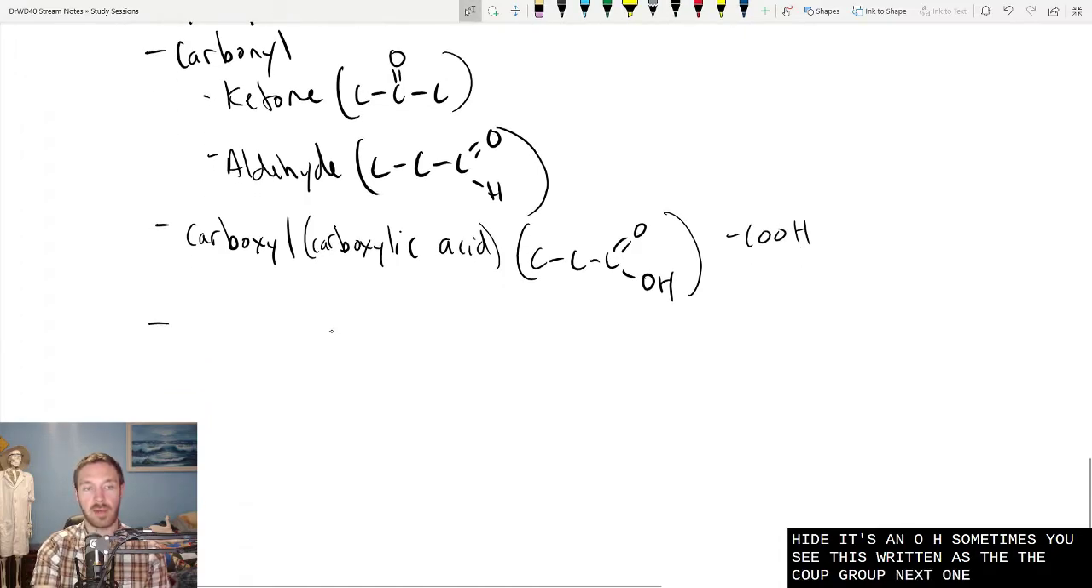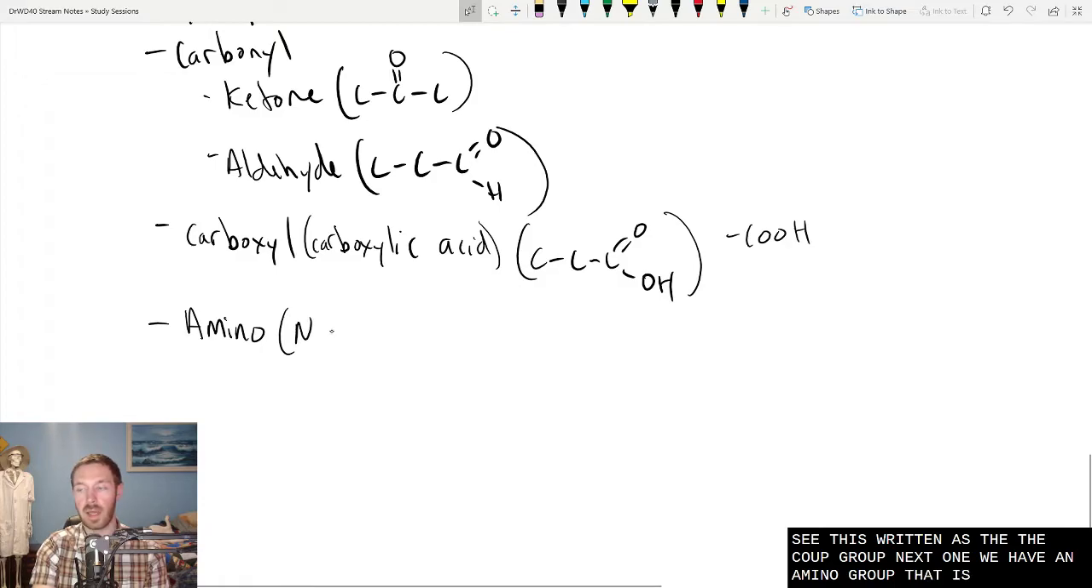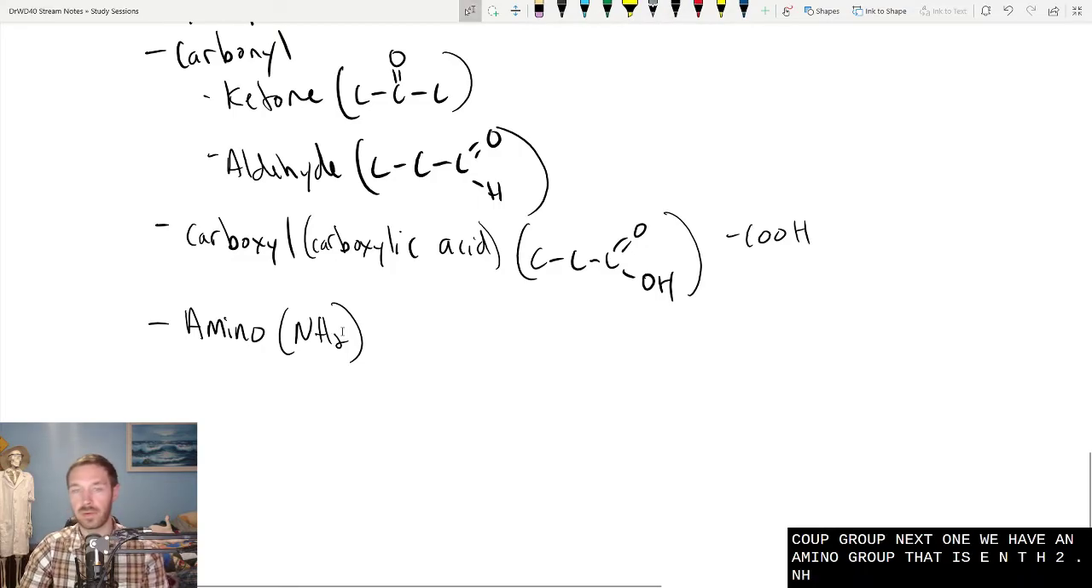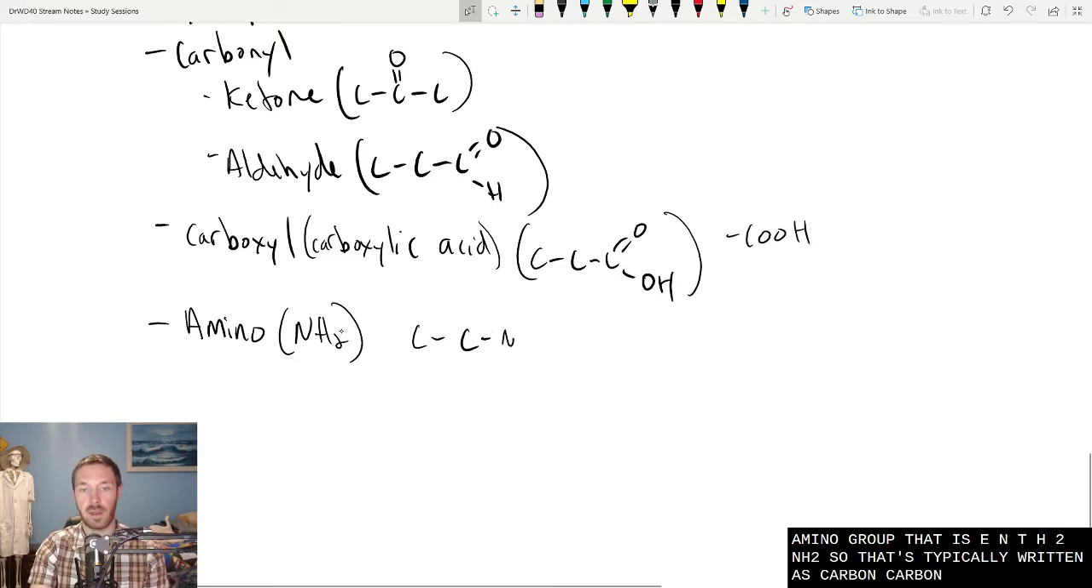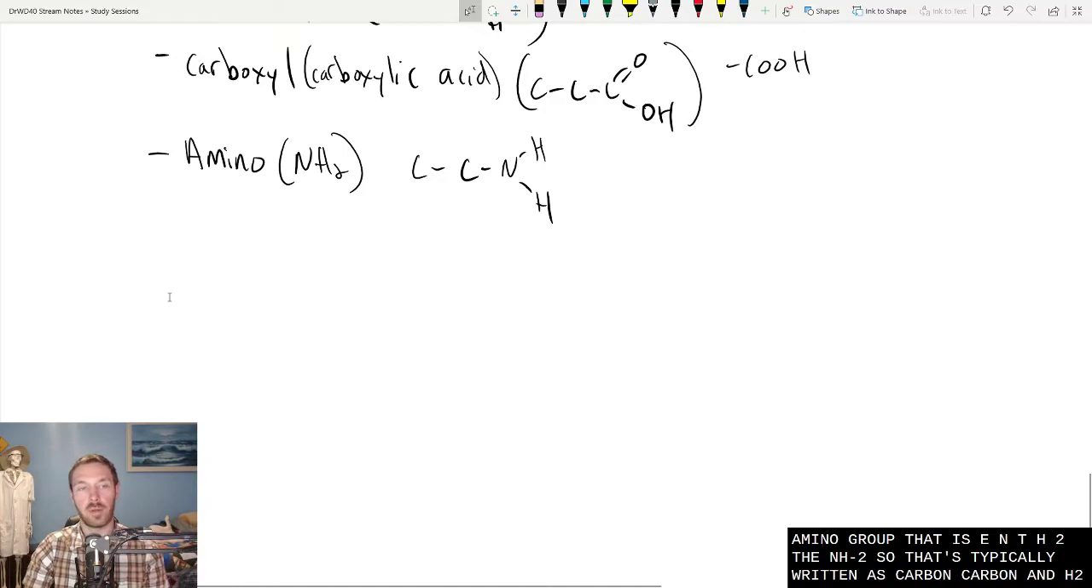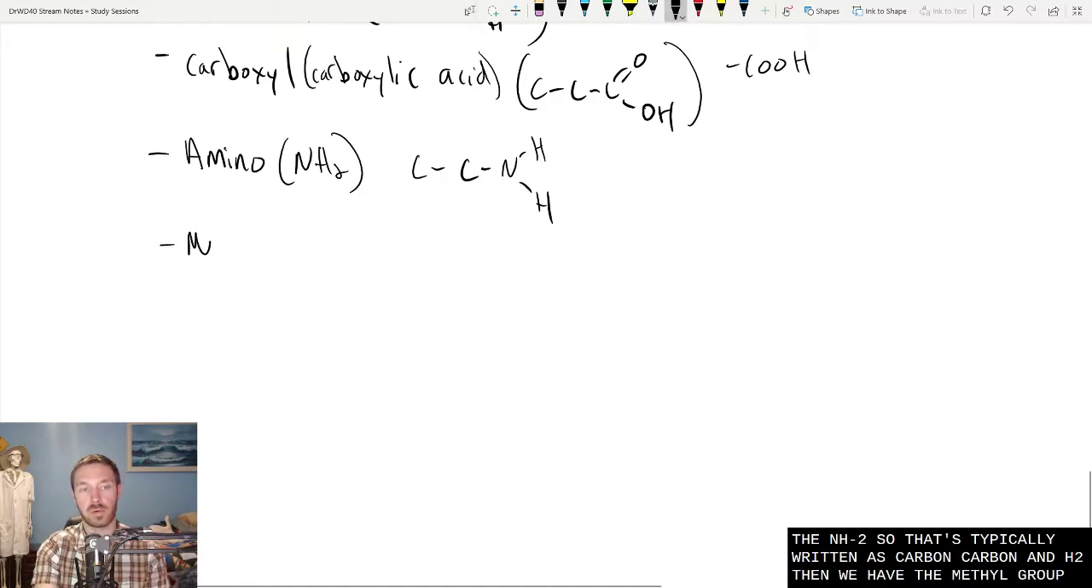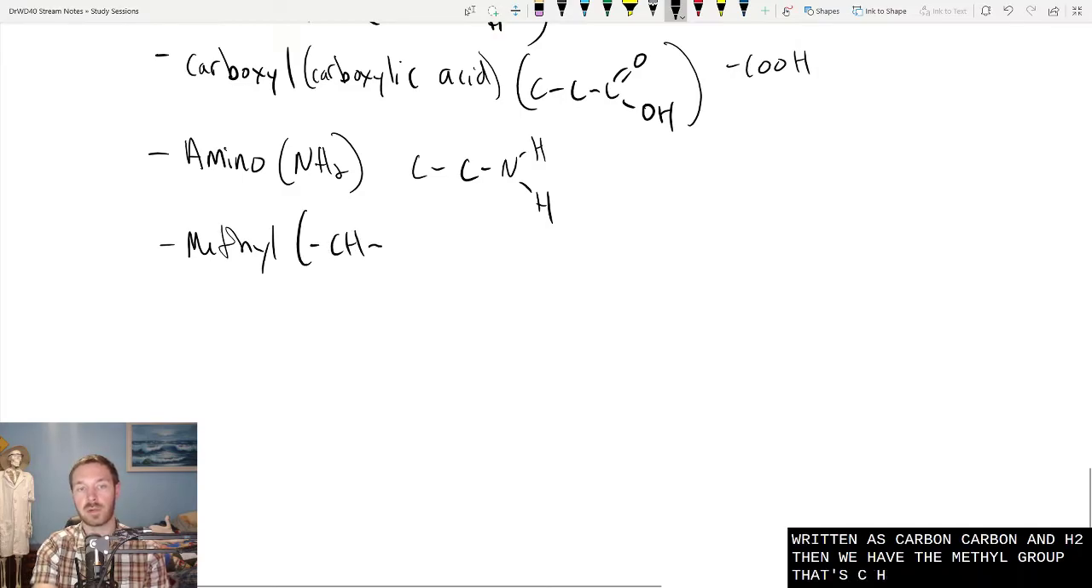Next one, we have an amino group. That is the NH2. So that's typically written as carbon, carbon, NH2. Then we have the methyl group. That's CH3. See methylation happen a lot.